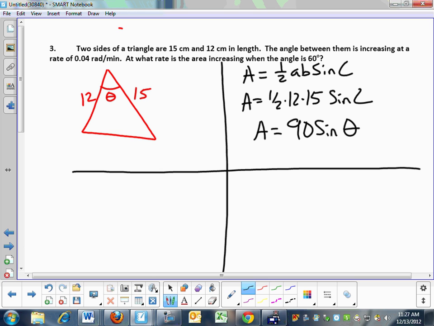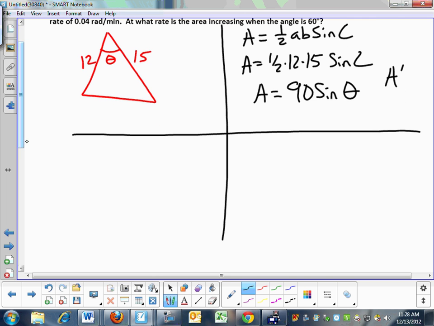We're solving for area prime. It says at what rate is the area increasing when the angle is 60 degrees. If I take the derivative of this expression, will I get an A prime? Yes. What is the other thing that's changing that's not on the board? Time. So I take the derivative with respect to time of A equals 90 sine of theta.